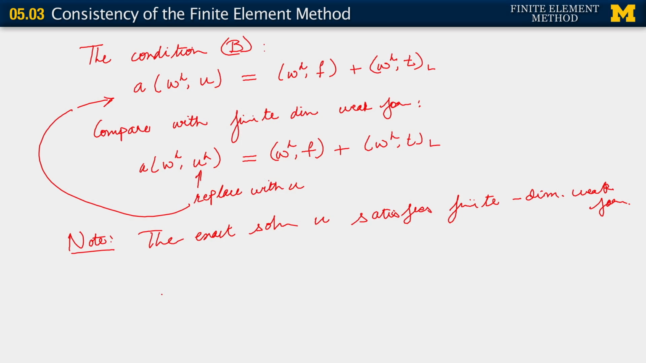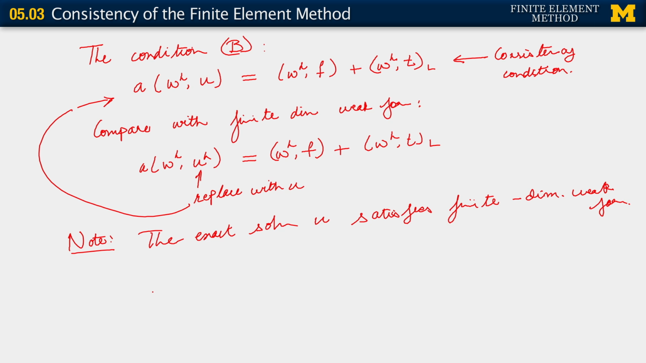Okay? And this is why this condition, B, is referred to as the consistency condition. The exact solution is consistent with the finite dimensional equation we are solving. The exact solution is consistent with the finite element method. So this is the consistency condition.